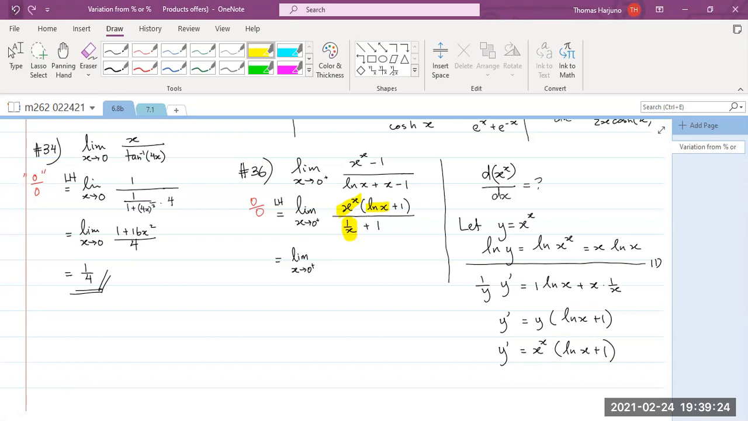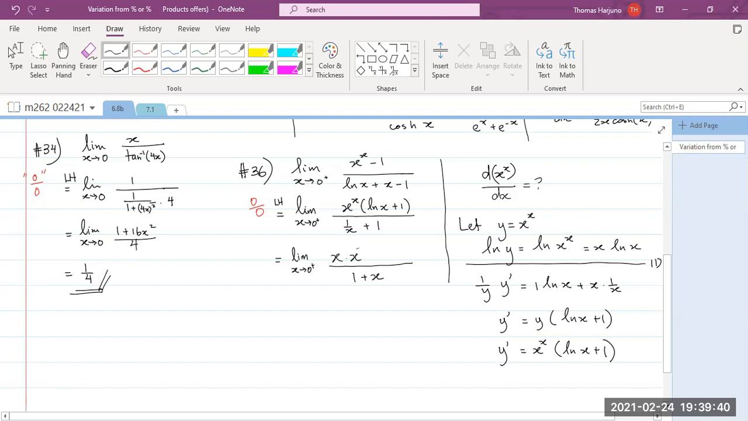So let me multiply the top and the bottom by x. So all of a sudden, I don't know what the answer is here. I can't really tell what the answer is by just looking at that. So if I multiply the top and the bottom by x, I will get this x on the top times x to the x, ln x plus 1. And then I will have the limit as x goes to 0 positive of x times x to the x times natural log of x plus 1, over 1 plus x.